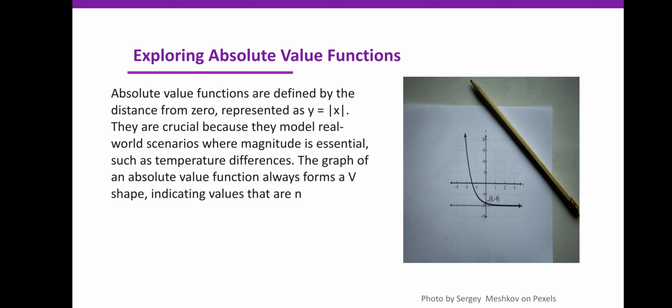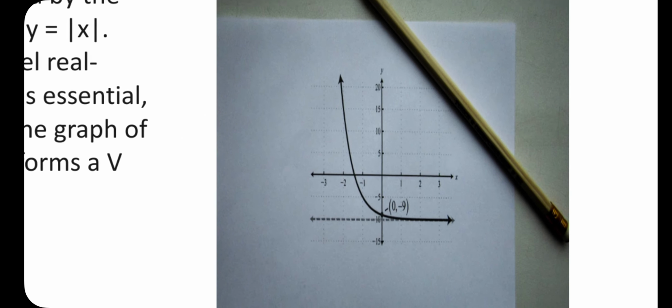Exploring absolute value functions. Absolute value functions are defined by the distance from 0, represented as y = the absolute value of x. They are crucial because they model real-world scenarios where magnitude is essential, such as temperature differences. The graph of the absolute value function always forms a V shape. Here is an example of an absolute value graph.